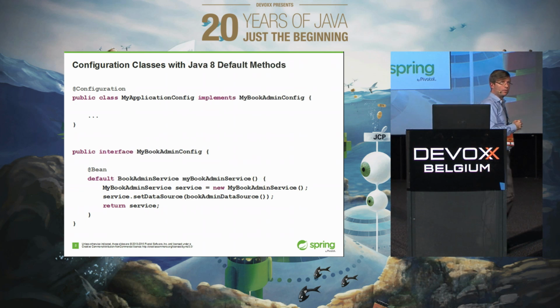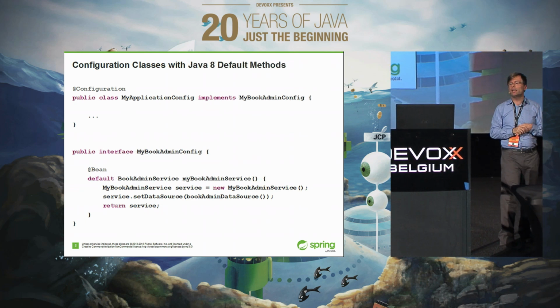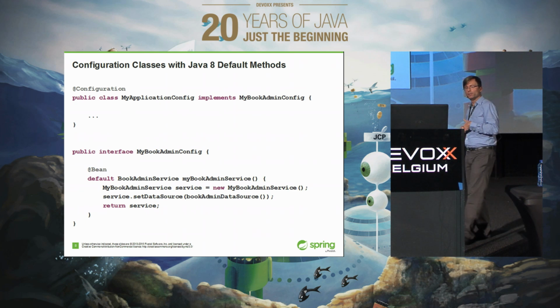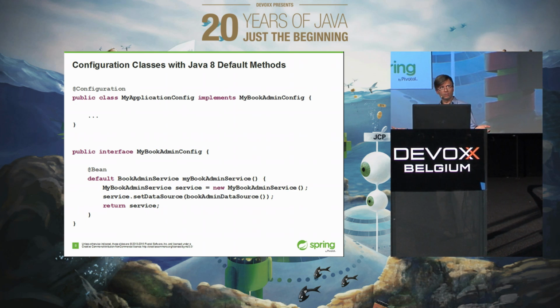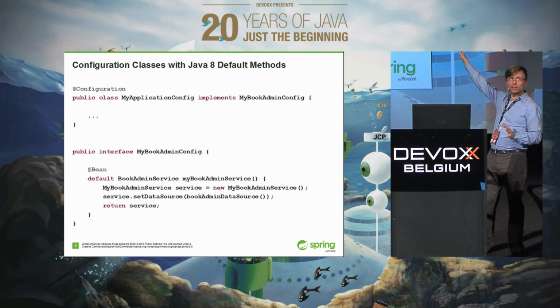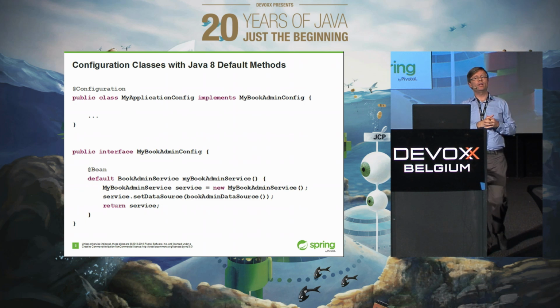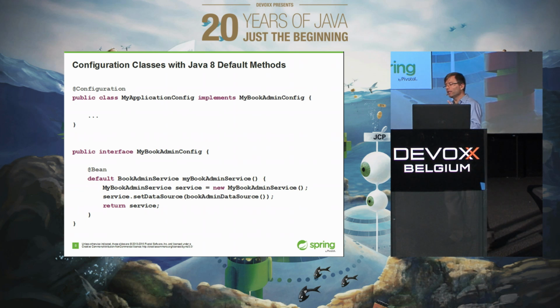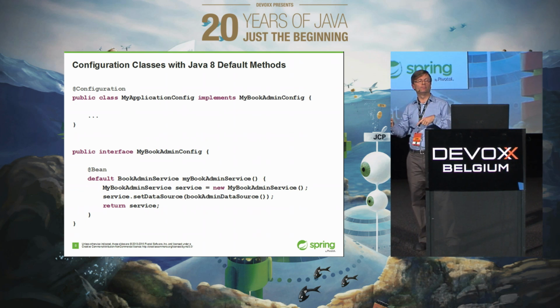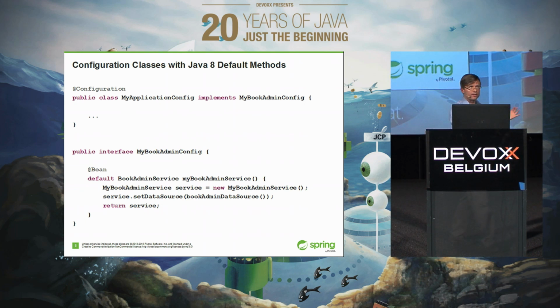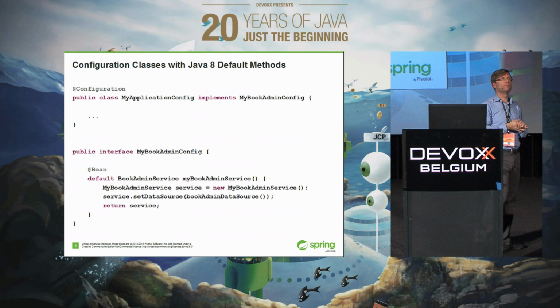In Spring Framework 4.2, we are applying the same reasoning to Java 8 default methods. What do we do if you choose to declare a configuration class that implements an interface? Look at the implements class, my book-admin config, and in the interface, you chose to declare some default methods, Java 8 default methods. Methods in an interface with a body. Obviously not accessing any state, it's an interface, but with a body.